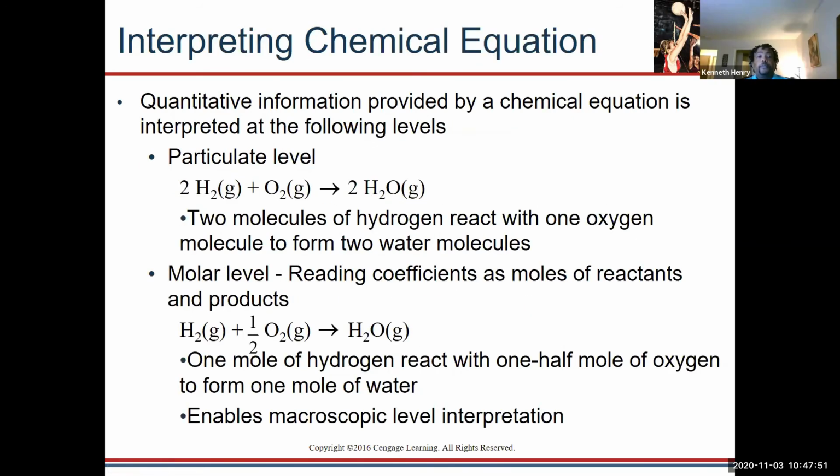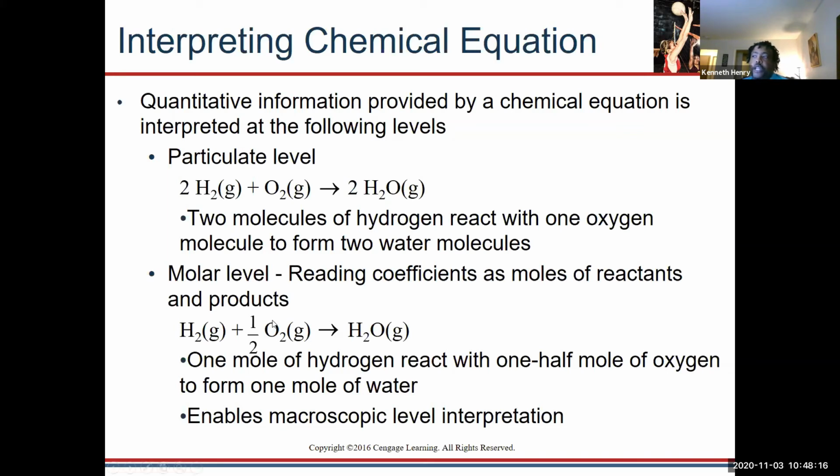Okay, so to interpret our chemical equation, when we're looking at the particulate level, that means per atom, or per molecule. So here we have 2 molecules of hydrogen gas reacting with 1 molecule of oxygen gas to yield 2 molecules of water vapor.